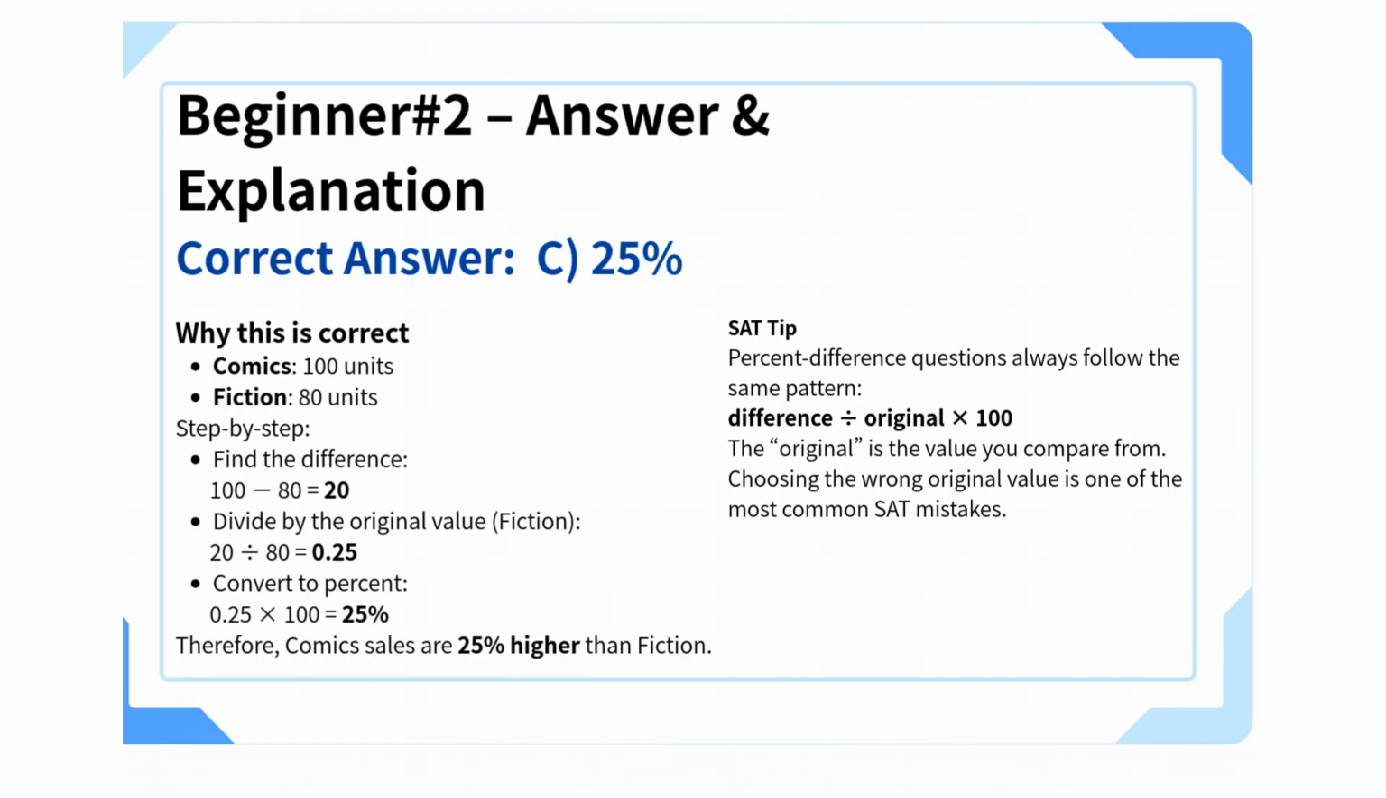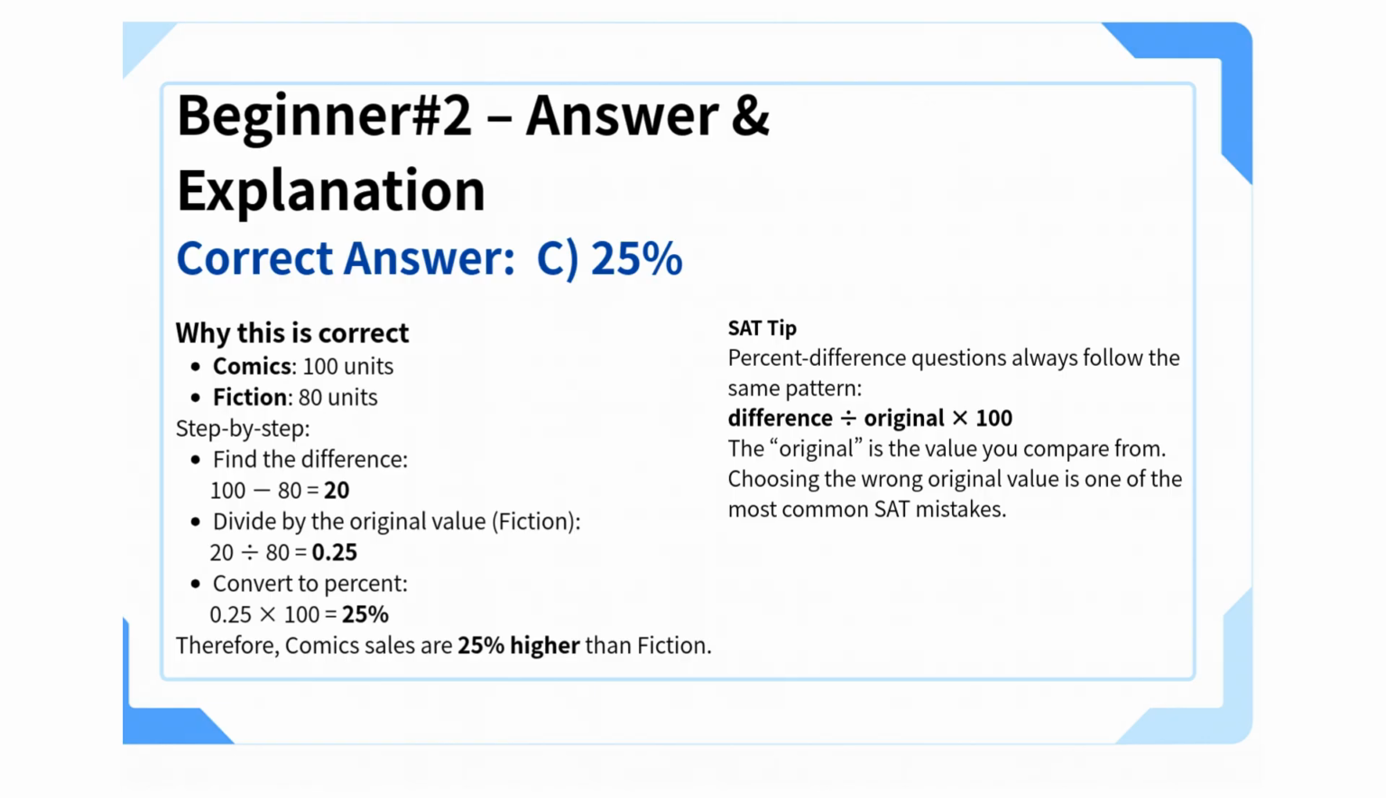The next step is to find the difference. Subtract 80 from 100, and you get 20. Now convert that difference into a percentage relative to fiction. Divide the difference, 20, by the original value, which is 80. That gives 0.25. To turn this into a percent, multiply by 100.